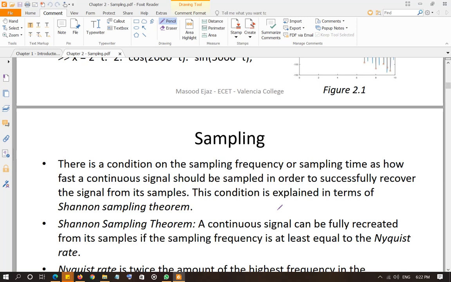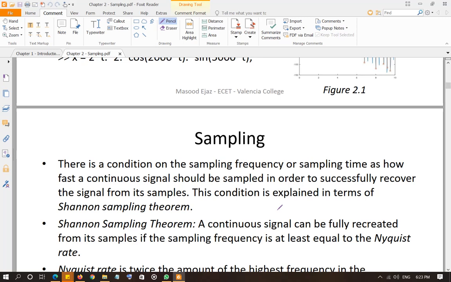And according to the Shannon's sampling theorem, you have to sample that signal by at least twice the amount of the highest frequency. So the sampling frequency of that signal should be at least two times the highest frequency in the signal if you want to recover that signal from its samples. That condition, two times the highest frequency, is called Nyquist rate.